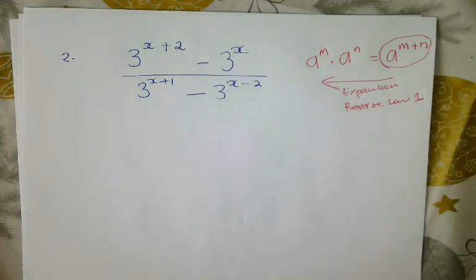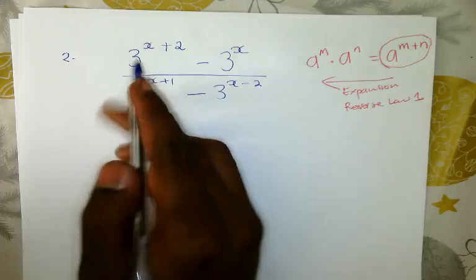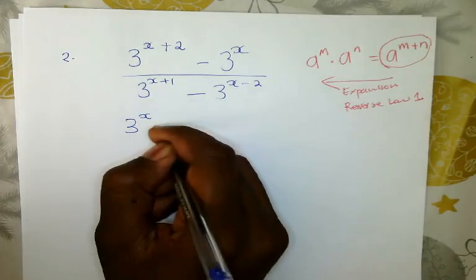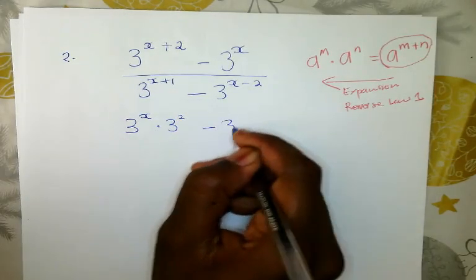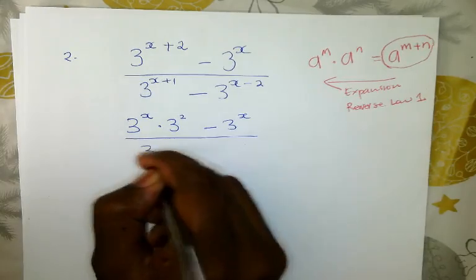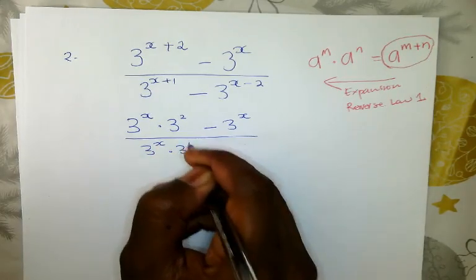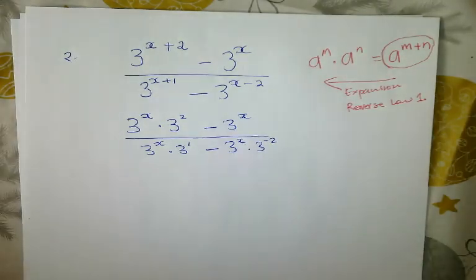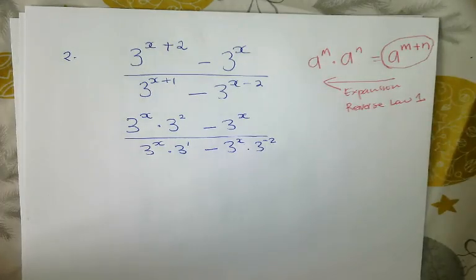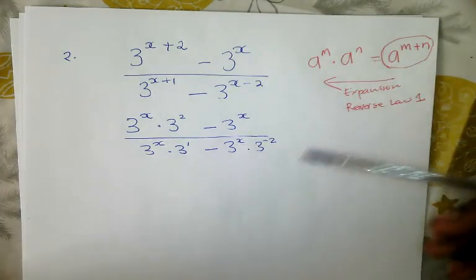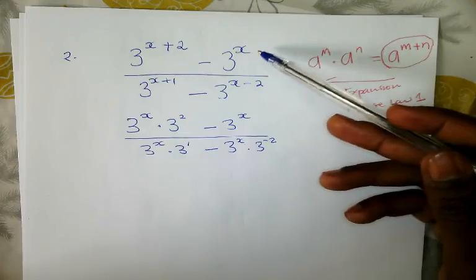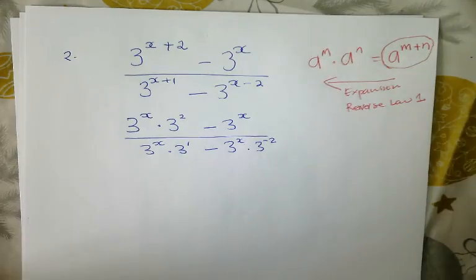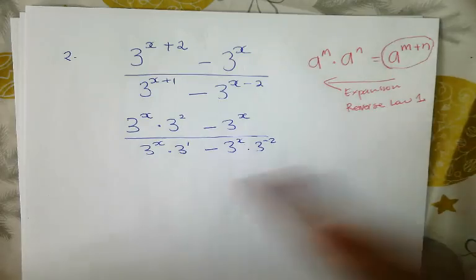So meaning this was 3^x · 3^2 minus 3^x over 3^x · 3^1 minus 3^x · 3^-2. You all understand, I believe, how I'm expanding all of that. The only one I don't have to expand is this one, because there's only one thing there. The rest I had to break down, reverse law 1 or expand, whichever way you know it.